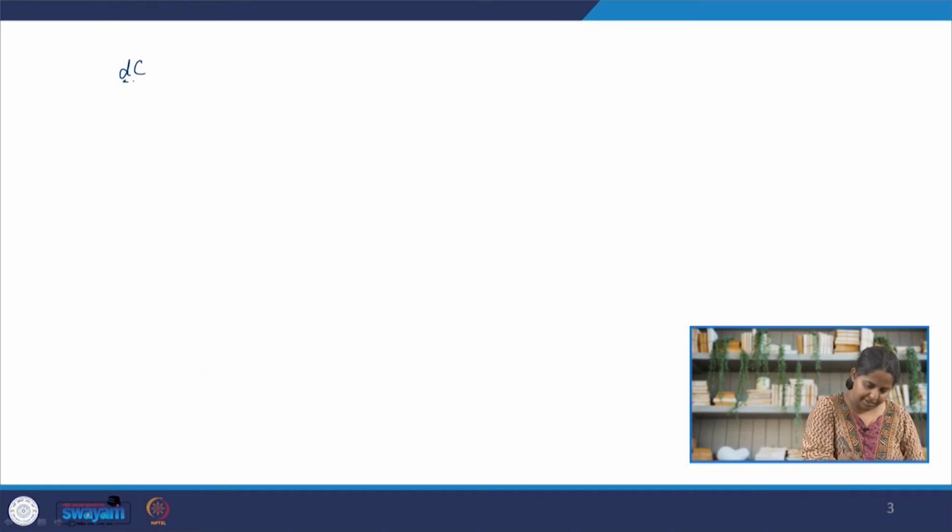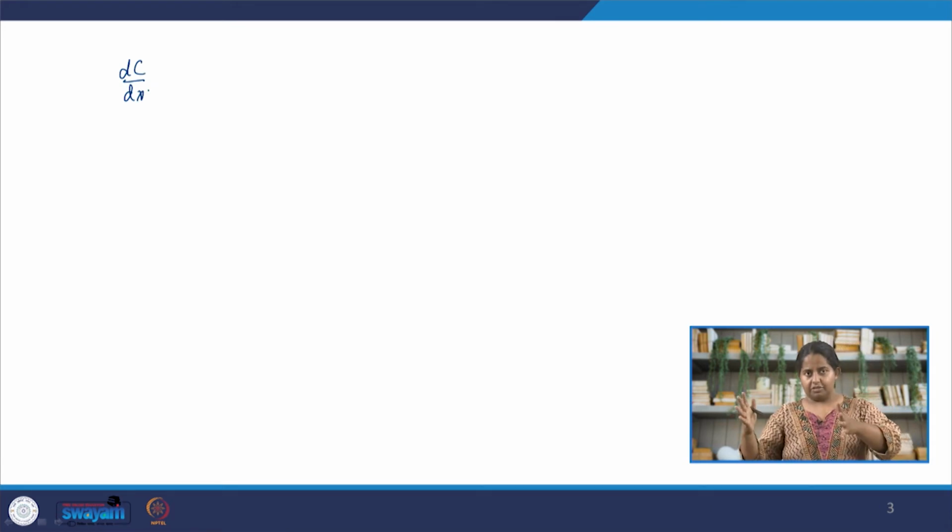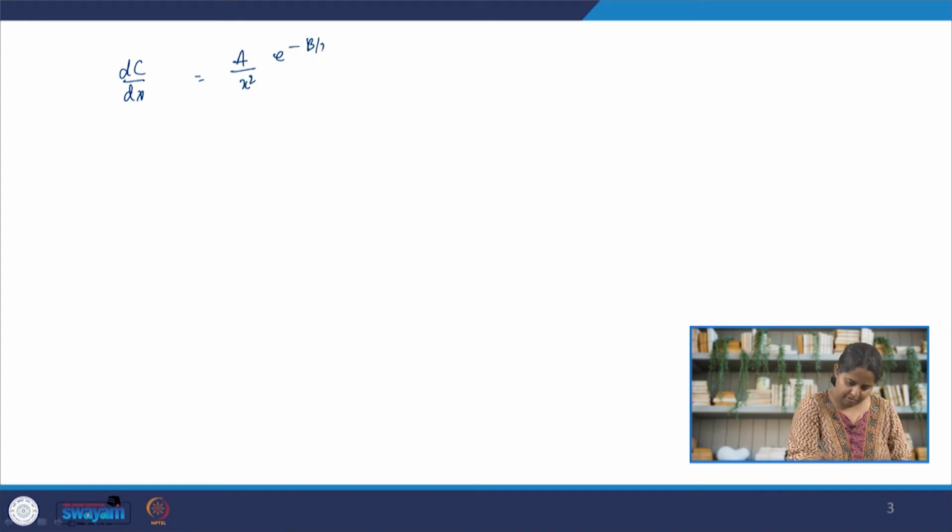So dC by dx, we can differentiate in parts. Differentiate the first part, keep the other constant, plus, then repeat on the other side, and we get, there, this is what we get.